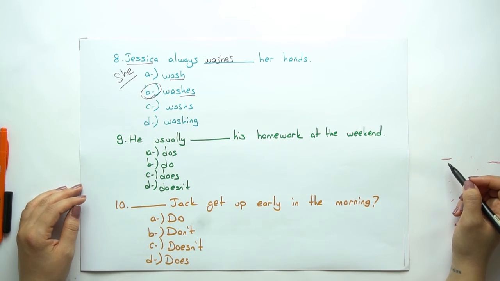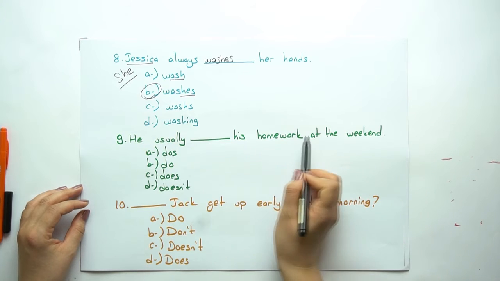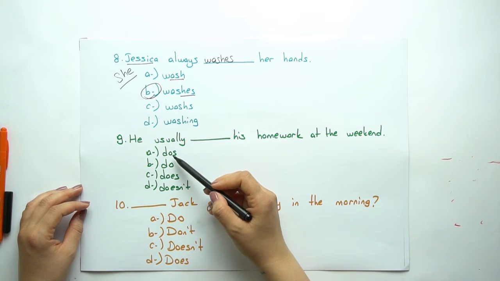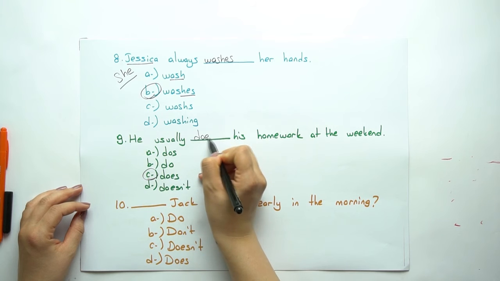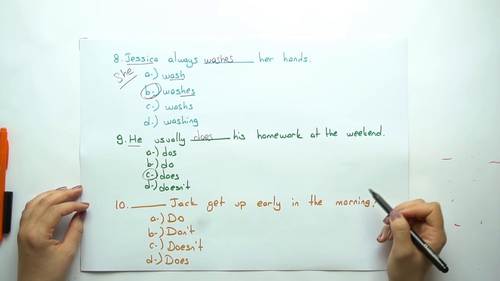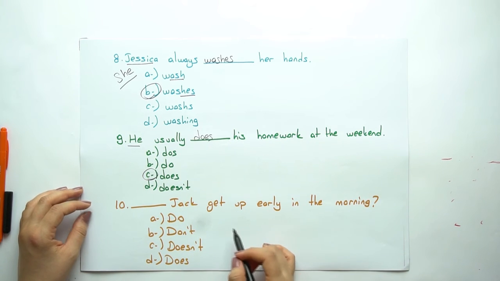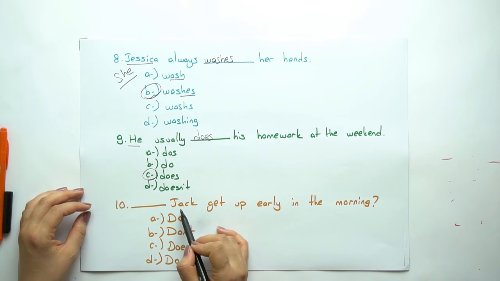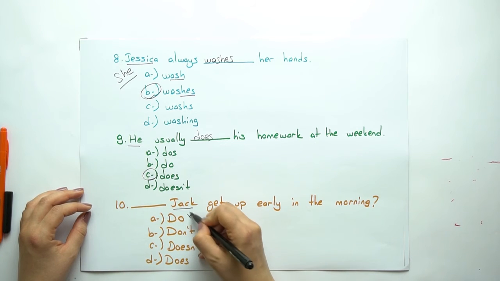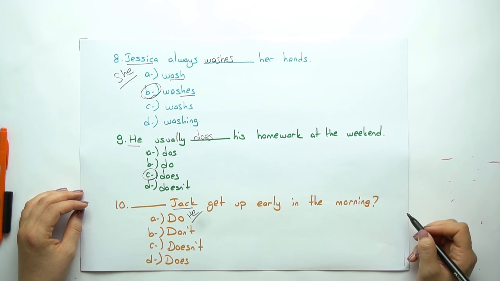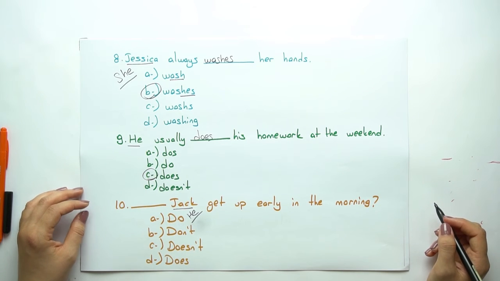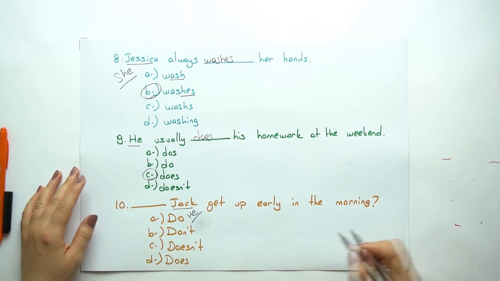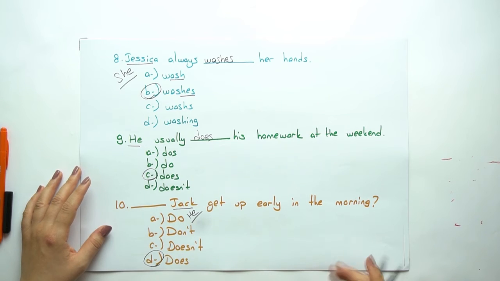9. He usually his homework at the weekend. C is true here because we use he. And our last question is about Jack. Jack refers to his subject pronoun. So this time we ask a question and we need to find does for he subject pronoun. So our answer is D.